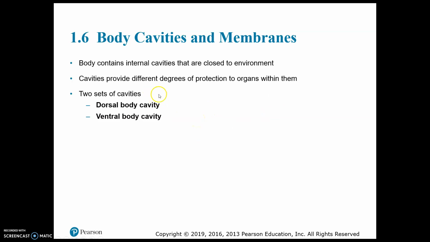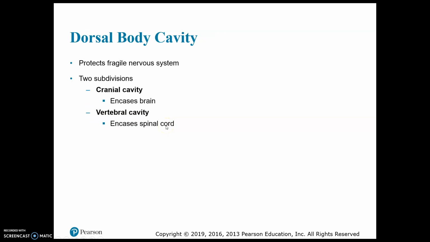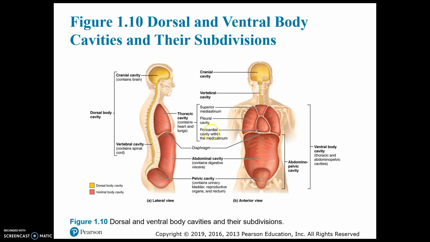We have two sets of main body cavities, the dorsal body cavity, dorsal, remember, is posterior or back, and the ventral body cavity. And the dorsal body cavity contains the cranial cavity and the vertebral cavity. So the skull and the vertebrae are found in these cavities. I'm sorry, they protect these cavities. The skull is outside the cranial cavity, and the vertebrae are outside of the vertebral cavity.